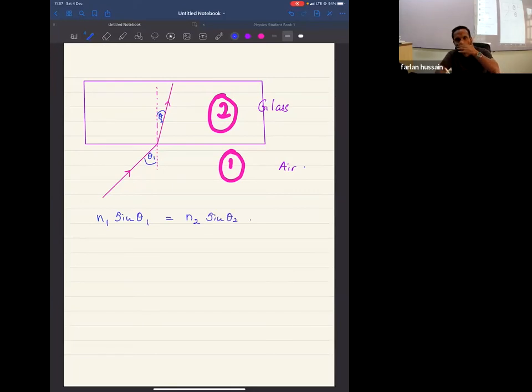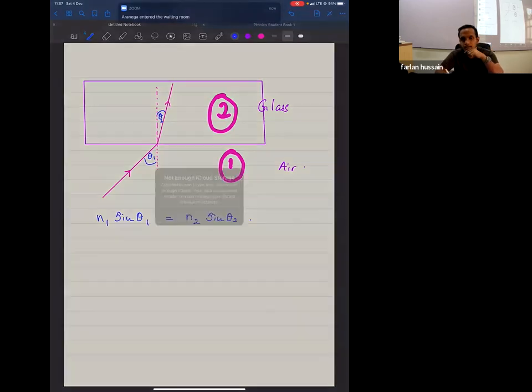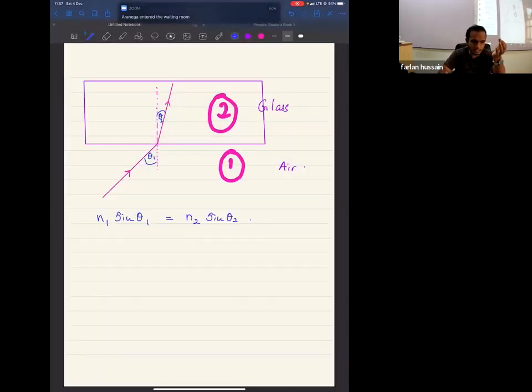What is n? n is the refractive index of the medium. Depending on its optical density, there is a value given for that medium, which we call the refractive index. So n1 means the refractive index of the first medium, and n2 means the refractive index of the second medium.